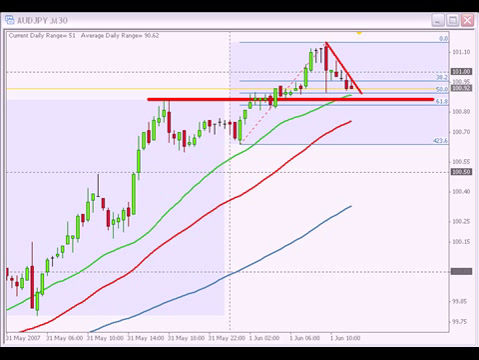In about 3 hours' time, we have the non-farm payrolls, which, as you guys know, is a massive fundamental news release in the market. Probably one of the biggest after the interest rate decisions from the central banks. The non-farm payrolls is the biggest announcement of the month, so you've got to be very careful with any trade around that area.